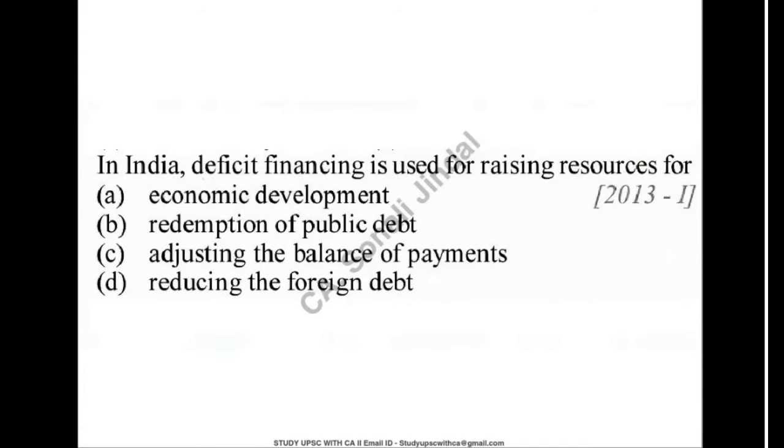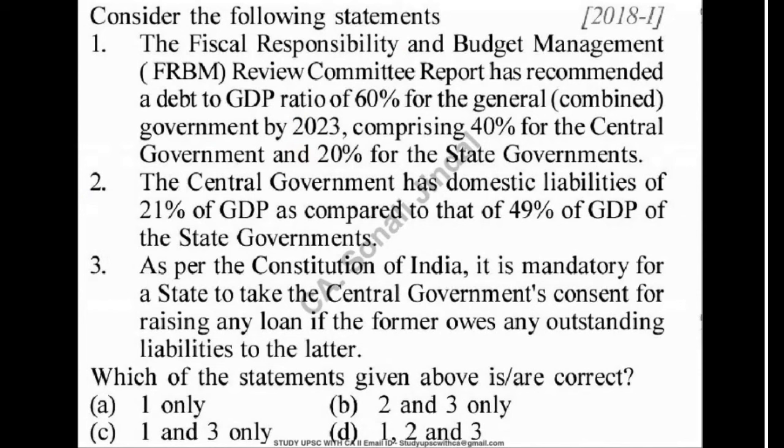Next, deficit financing is used for raising resources for economic development. What is deficit financing? To finance the deficit in the budget. The Fiscal Responsibility and Budget Management Review Committee report has recommended a debt to GDP ratio of 60% for the general combined government by 2023, 40% for the central government and 20% for the state government. Next statement says the central government has domestic liabilities of 21% and 49% for the state government.